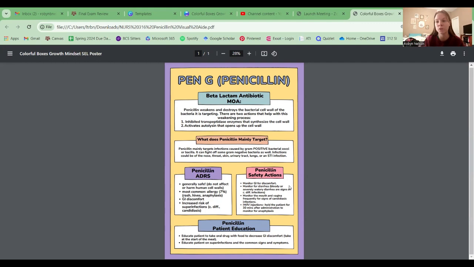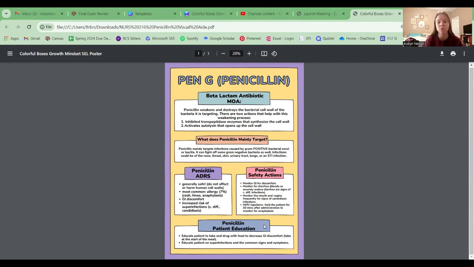So safety actions wise for penicillin, you want to make sure to be monitoring for any of those GI discomforts, any of those ADRs that relate to superinfections. And if you're giving it IM or IV injection wise, you need to make sure that you're holding that patient after for at least 30 minutes just to monitor them for anaphylaxis. If they end up not having any anaphylaxis, you can let them go.